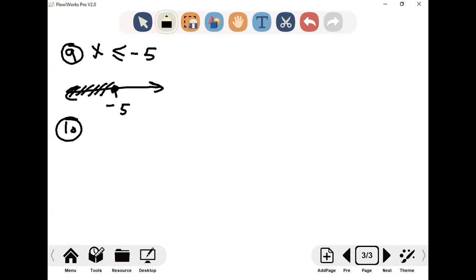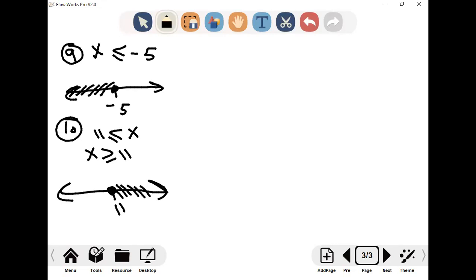Question 10, x more than or equal to 11, right? Or you can write it x more than or equal 11. They are the same. This is 11, closed circle on 11, and more than to the right.